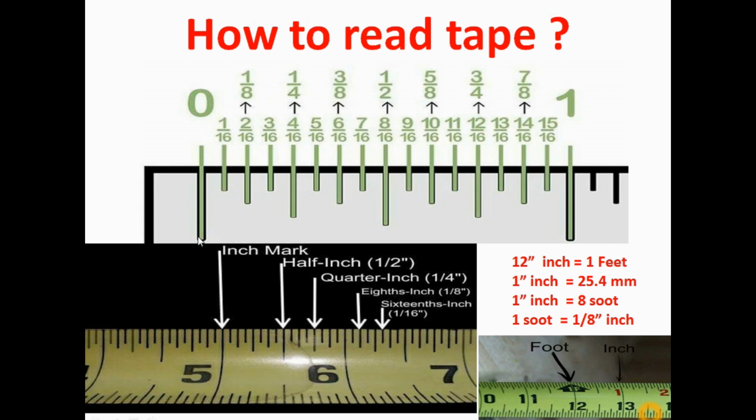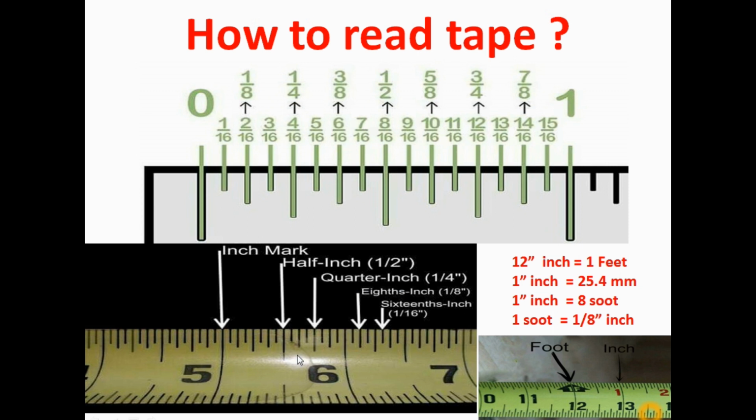So these biggest lines are inch lines. Okay, from here to here it is 1 inch. From here to here it is 1 inch. And in between inch lines there are many lines. There are half inch line, quarter inch line, eighth inch line, and 16th inch line. So let's see. This is the inch line and this is the inch line. At the middle of these two lines there is one biggest line. Okay. This biggest line is the half inch line.